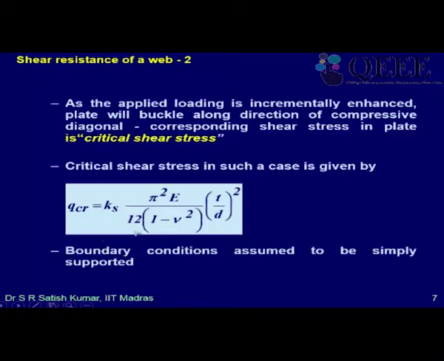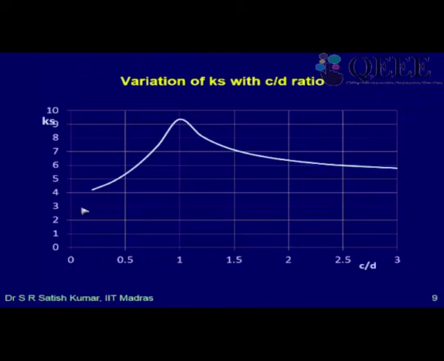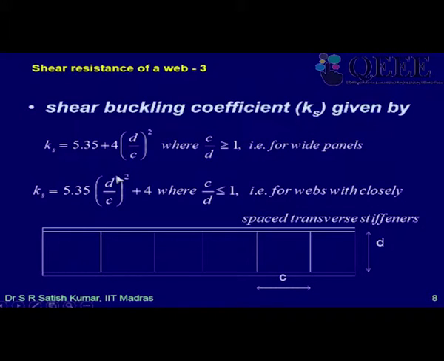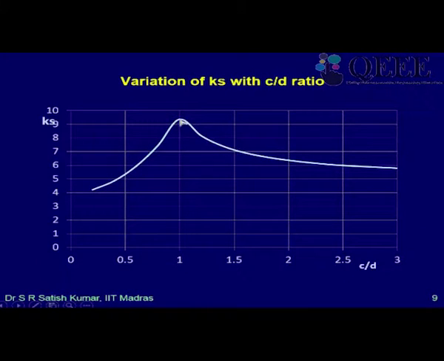Okay, so that is what it tells you. This has nothing to do with even the Fy of the steel. QCR is an independent value, and if tau reaches, you can call it tau CR if you want, if tau becomes tau CR, the plate will suddenly buckle in shear. This is the variation of Ks with the C by D ratio. If you plot those two equations, one equation will plot like this, the other equation will plot like this.